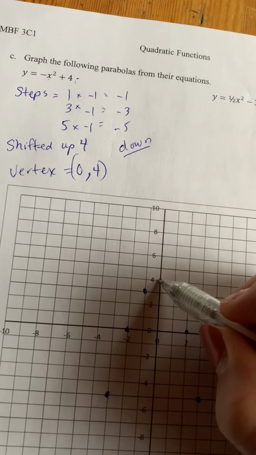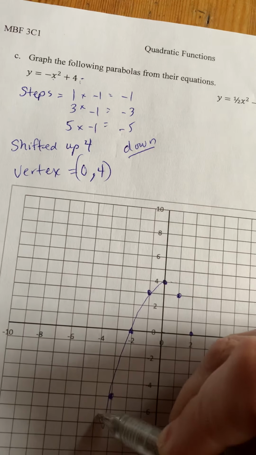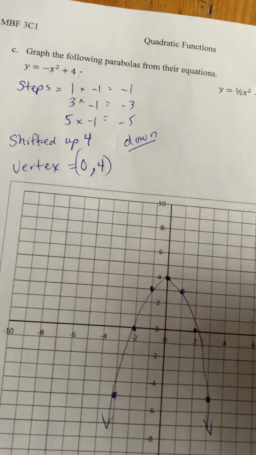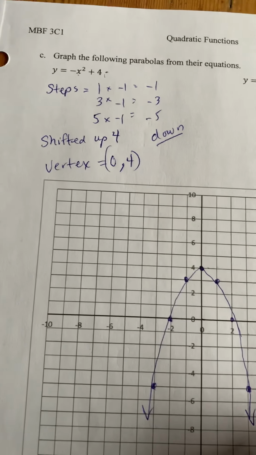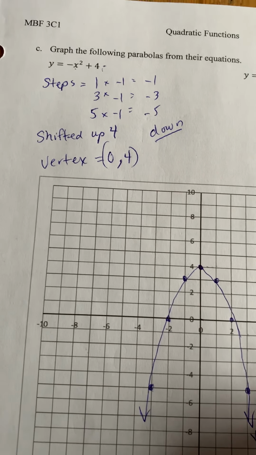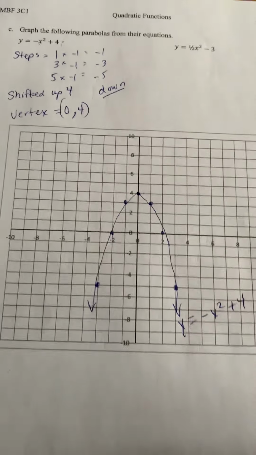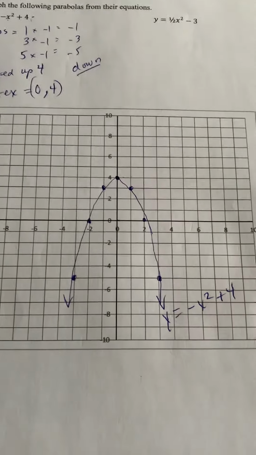And then I'm going to draw my parabola. Oh, shoot, I missed a point there. That's okay. We do our best. And I'm going to say y equals -x squared plus 4. Okay, so that is my first parabola.